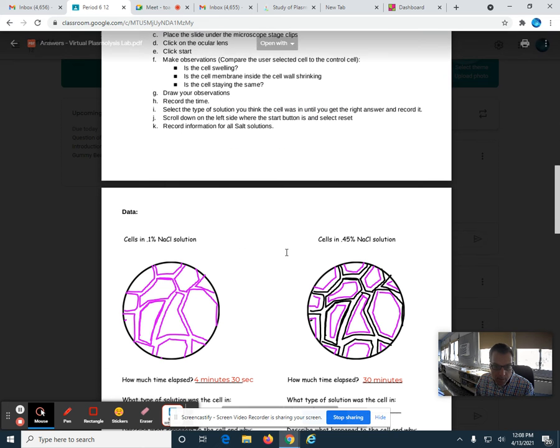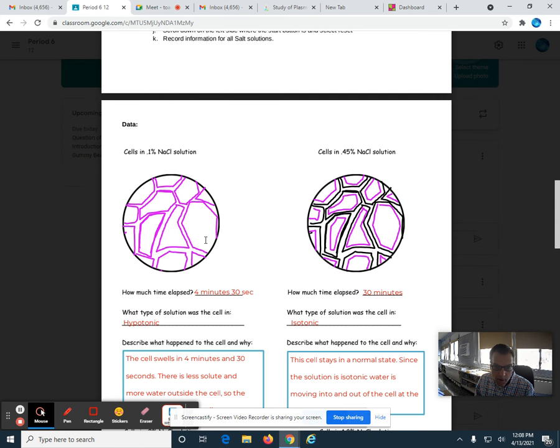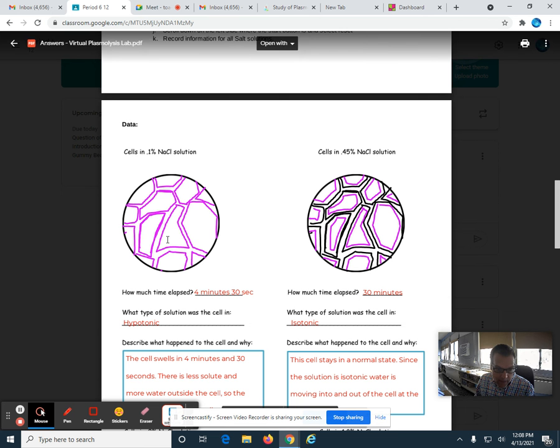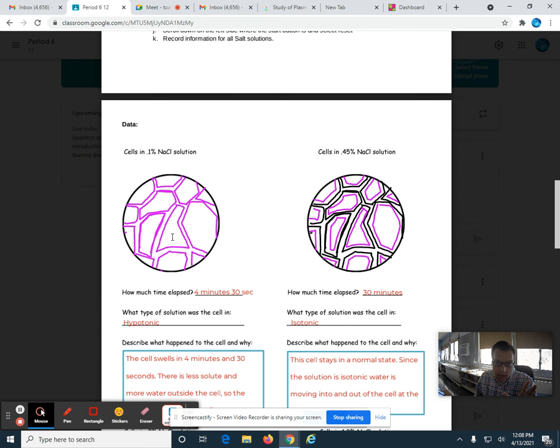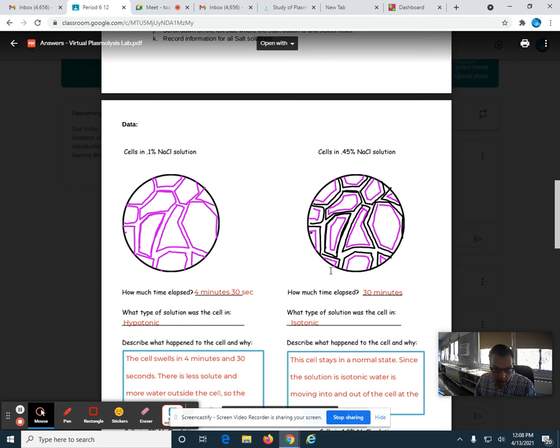So you were supposed to observe this process in different percent solutions. You were supposed to draw pictures. So in this case, you can kind of see that the 0.1% solution is a hypotonic solution for this plant. And so the cell swelled up, right? These plasma membranes are pretty close to the cell wall, and they're kind of full. And this is a picture of full cells.